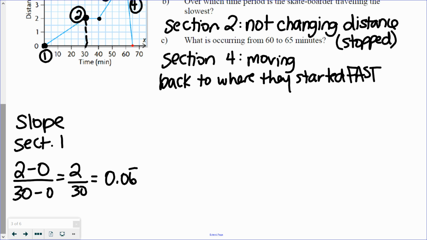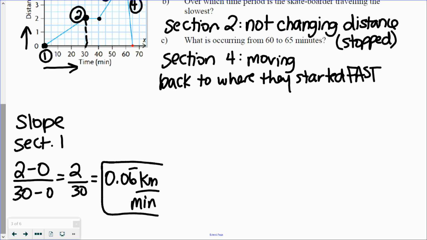0.06 repeating, I think. And again, your rise is your y-axis, so that's kilometers, over your run is your x-axis, so that's 0.06 repeating kilometers per minute. That's the slope of that line, and it's also the speed that that skateboarder was traveling at that point.